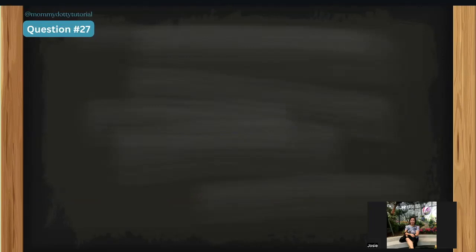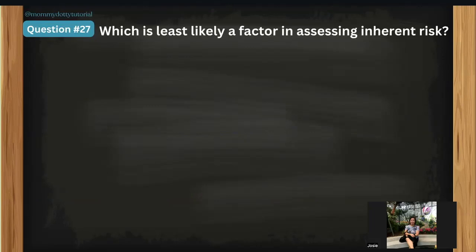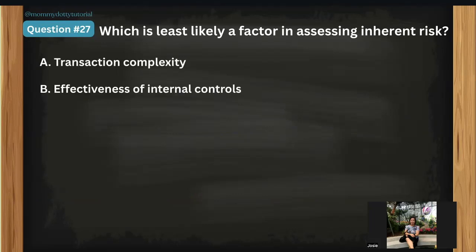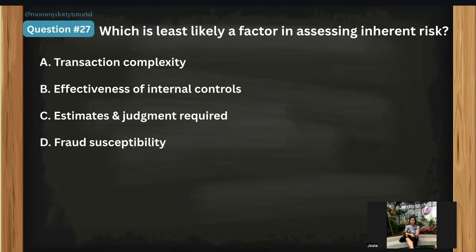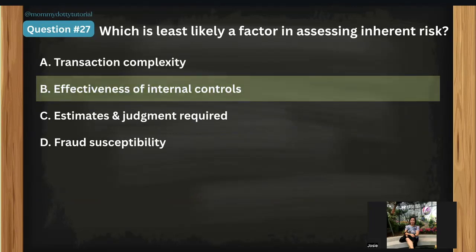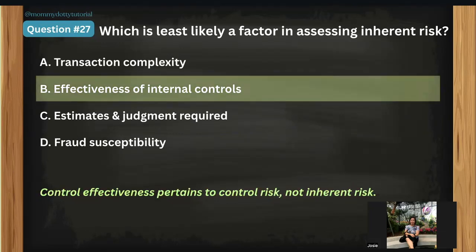Okay. Question 27. Which is least likely a factor in assessing inherent risk? A, transaction complexity. B, effectiveness of internal controls. C, estimates and judgment required. And letter D, fraud susceptibility. You may pause the video to think. The correct answer is letter B, effectiveness of internal controls. Control effectiveness pertains to control risk, not inherent risk.